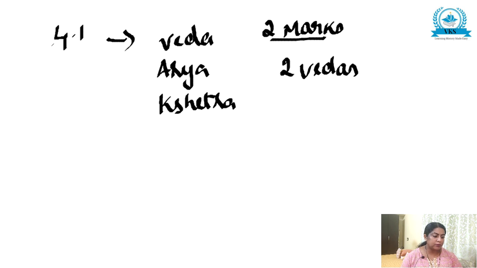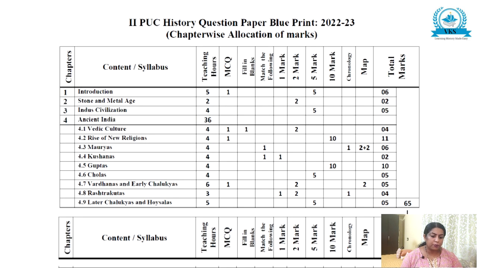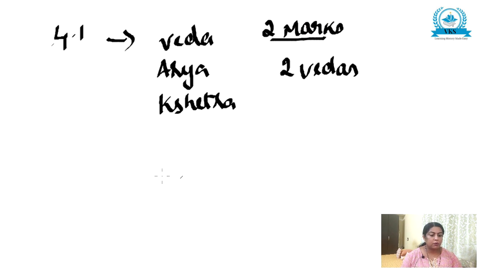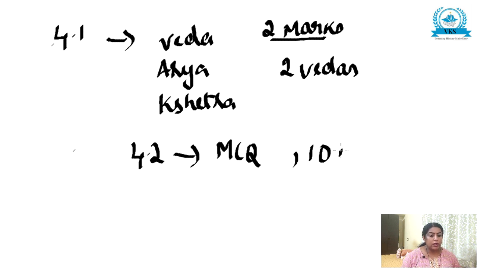Next, let us move on to chapter 4.2, that is Rise of New Religion. From chapter 4.2, you can see one MCQ and one 10-mark question is going to come from this chapter.